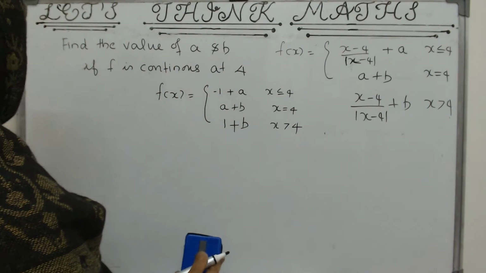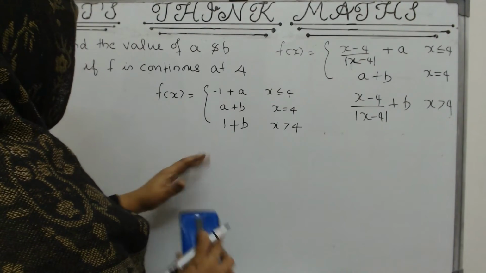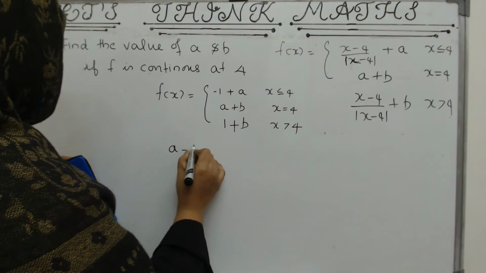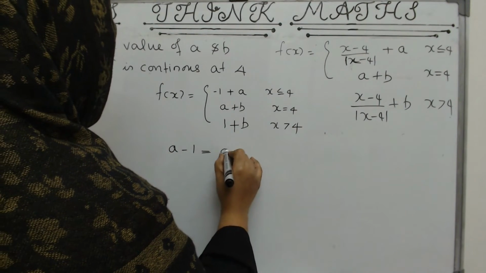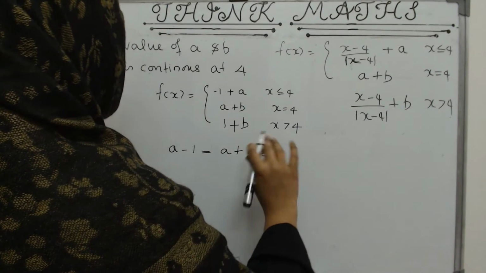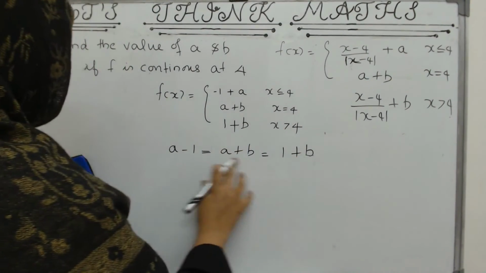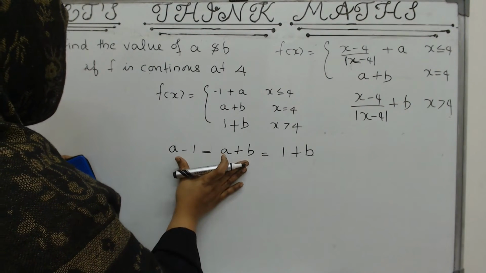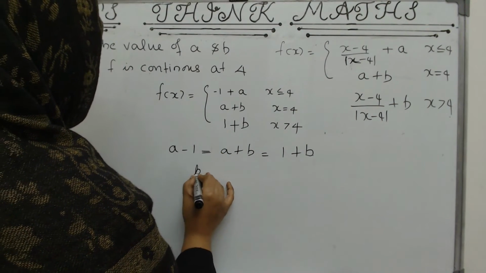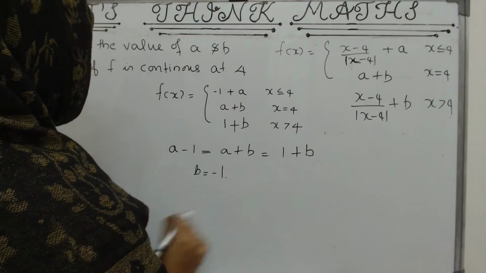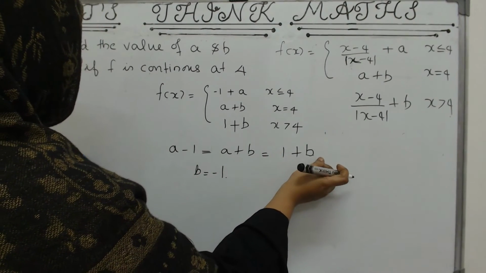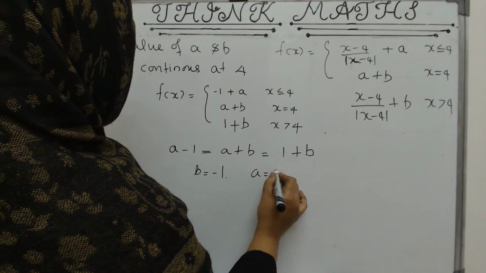Now what do we see? It is continuous at 4. So that means whether you come from the left of 4, or at 4, or to the right of 4, your value will be the same. So from this, what do you get? Subtracting throughout with a, what do you get? You get b is equal to minus 1. Here, subtracting throughout by b, what do you get? a is equal to 1.